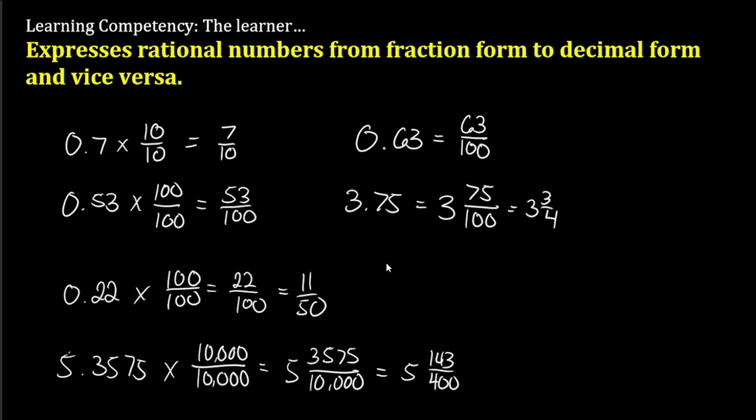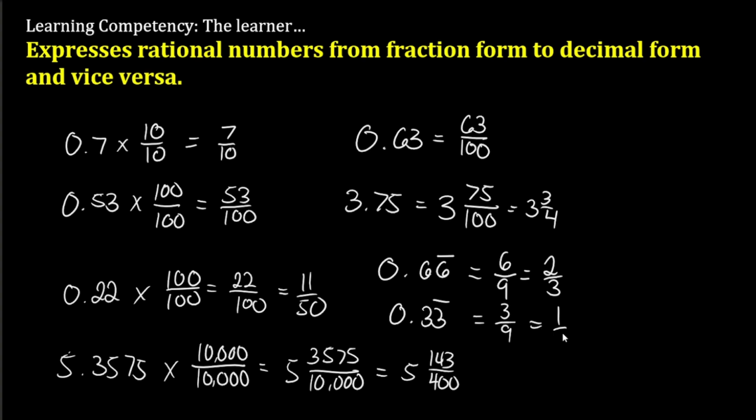What if we have a repeating decimal? For example, 0.66 repeating. Same logic. We're just going to get the repeating number, in this case just 6, and we're going to divide it by 9. So 0.66 repeating is going to be 2/3. Let's have more. 0.33 repeating, just the repeating number, it's just 3, divided by 9. This is going to be 1/3.